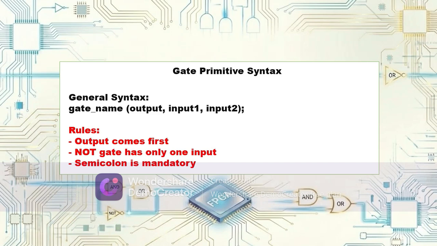So there is a basic syntax of a gate primitive: the gate name. For example, we can take the AND gate. So AND, then brackets, output first. A basic beginner mistake is not writing the output first. There are three rules. Output comes first. NOT gate has only one input. We will see all the gates in brief. Semicolon is mandatory. Okay.